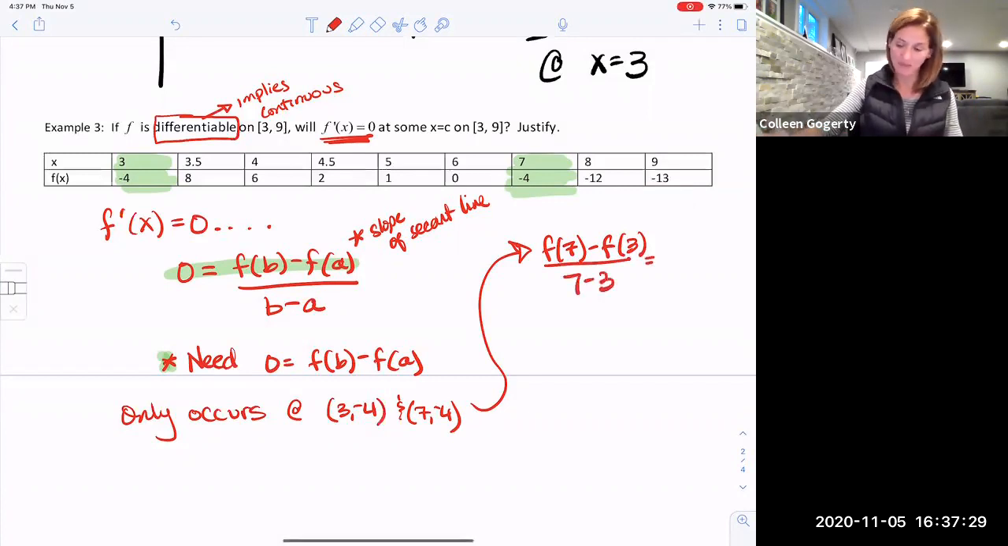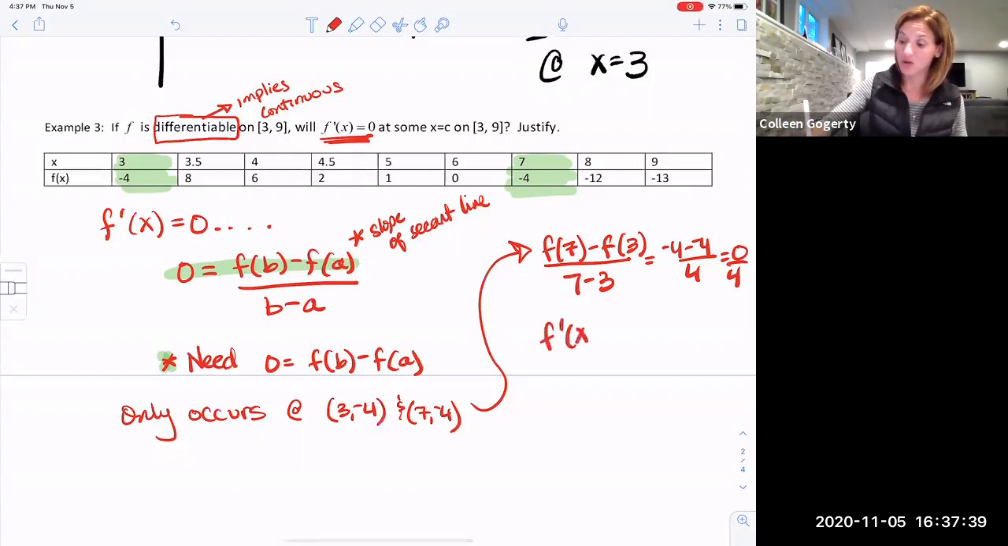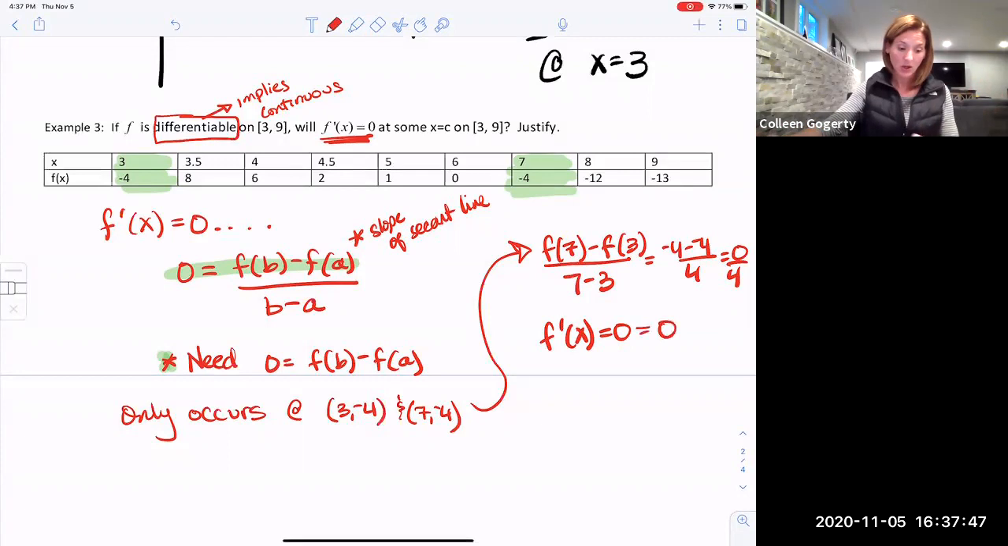Okay, well, think about what that means. We've got -4 minus -4 over 4. We get 0 over 4. Okay, well, yeah, then that means that we have the slope of the tangent line is equal to 0, which is also then equal to the slope of the secant line. So what does this tell us? Because the question's just saying, will this occur? Okay, can this actually happen for us?